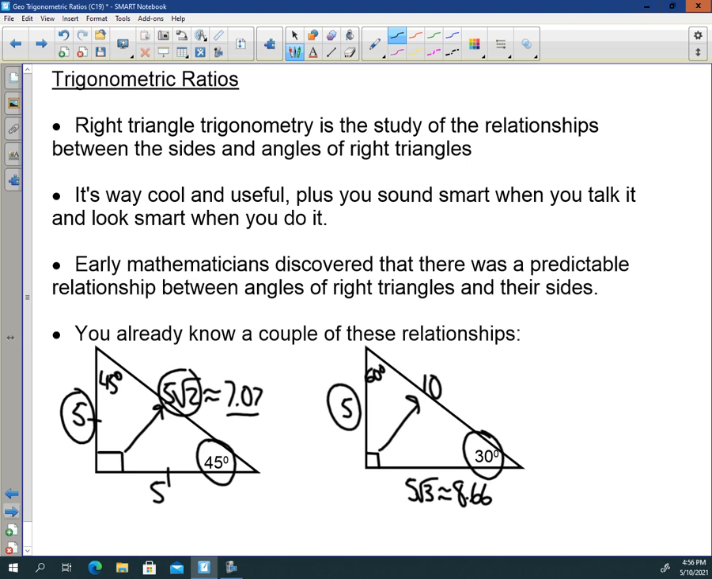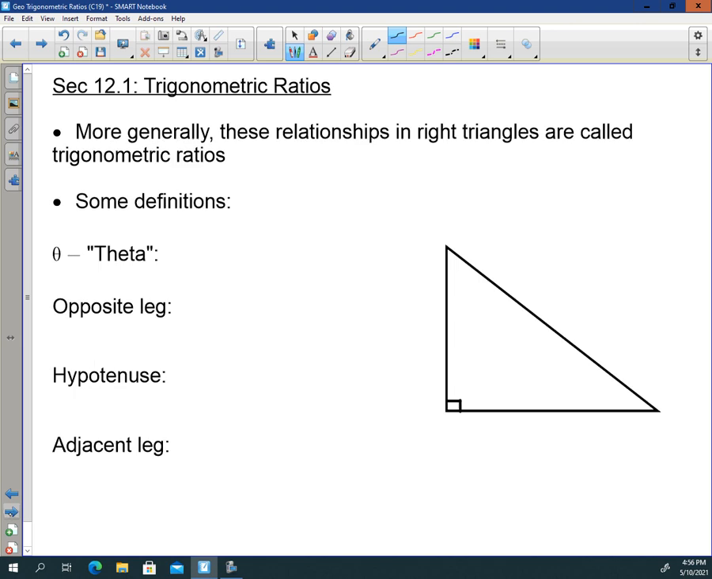But triangles don't just exist like that. I mean, you have all kinds of right triangles. What if the angles aren't 45, 45, 90? What if they aren't 30, 60, 90? What do you do then? Well, the answer is, friends, you do trig. That's what you do. The relationships in right triangles are called trigonometric ratios.